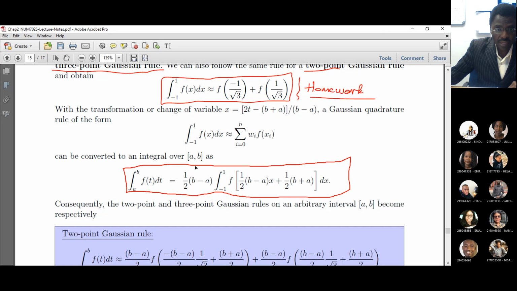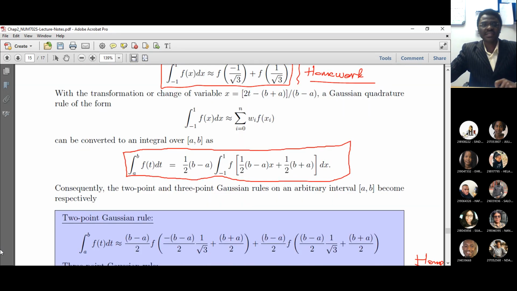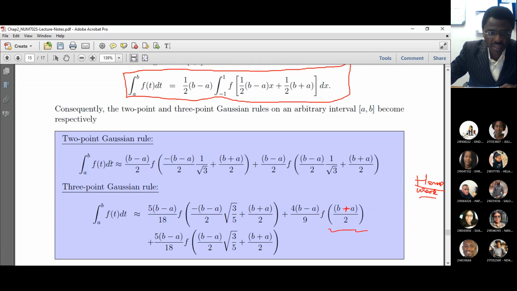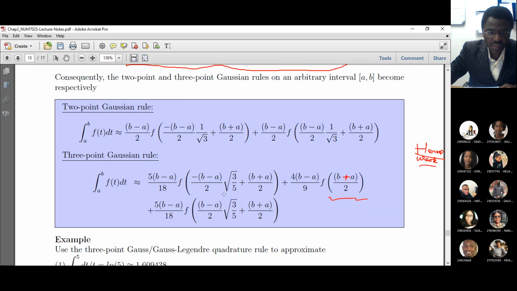I explained this last time. Okay, now let's derive these two formulas, this one and this one. That's what we are going to do now.